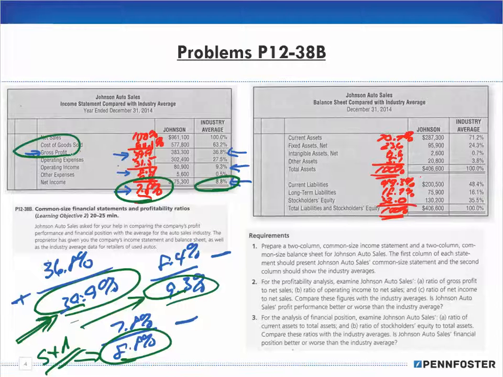So that means that Johnson is, when we look at the bottom line here, it's easy to say, oh yeah, we're not doing as well. But the real question is, why aren't we doing as well? So that's number 2.